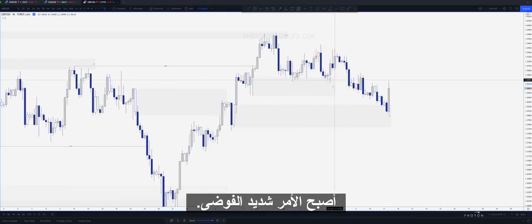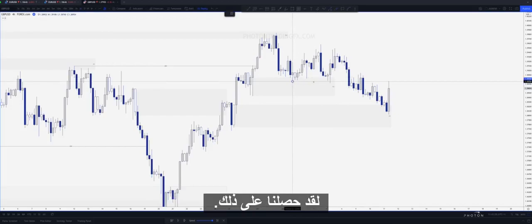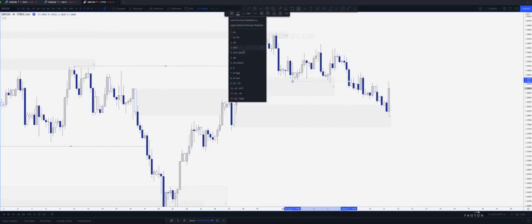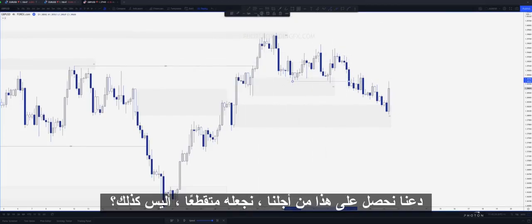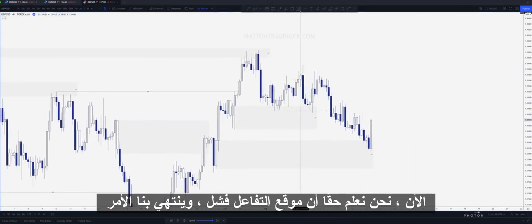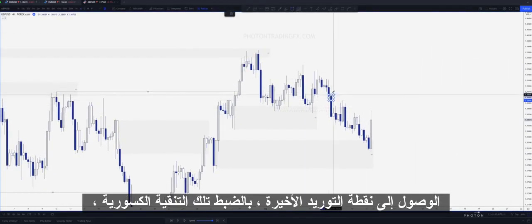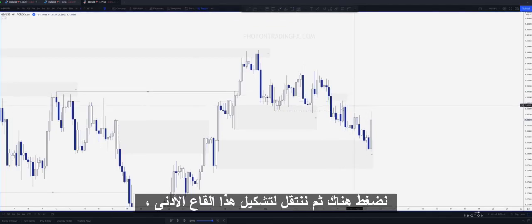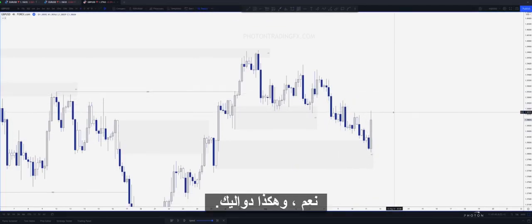Sorry, it's getting very messy. Let me draw this on. We get that. Let's get this 4 hour on, make it dashed. That's the reaction failing here. So at that point, what do we know? Now we really know that the reaction is starting to fail, and we end up coming up to that last point of supply, that fractal refinement. We tap into there, and then we're off to form that lower low, and so on and so forth.